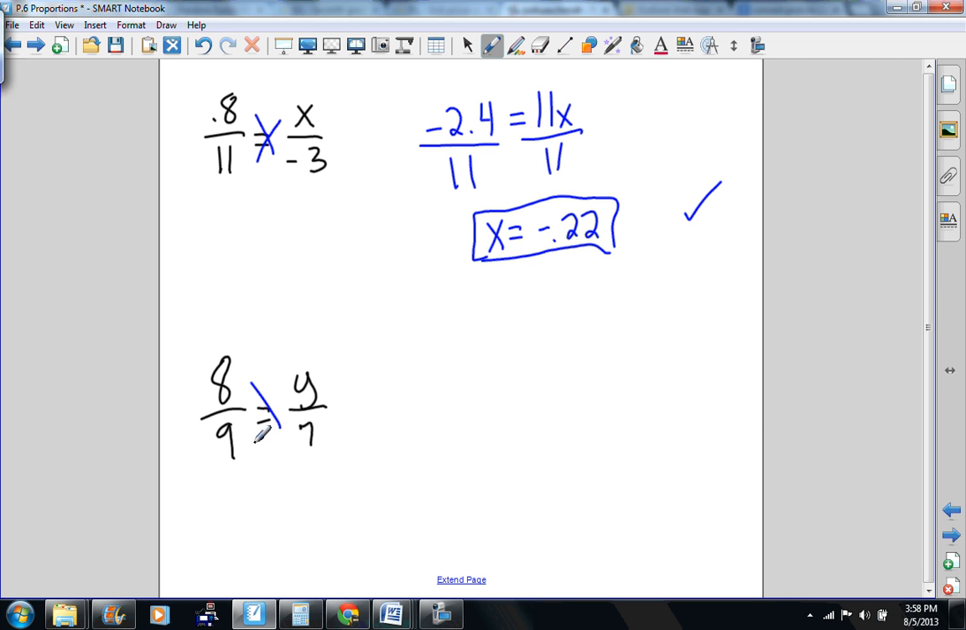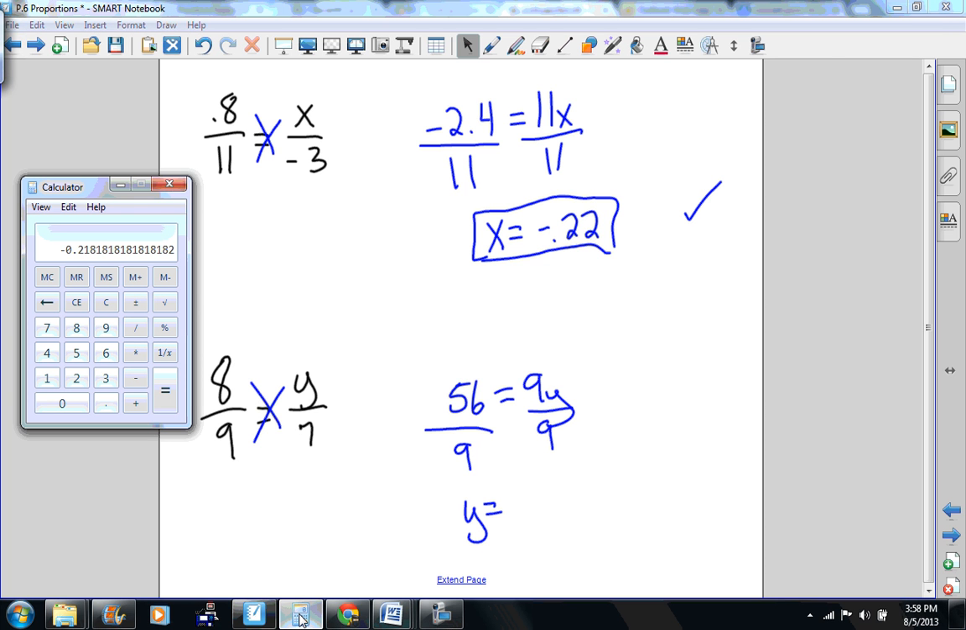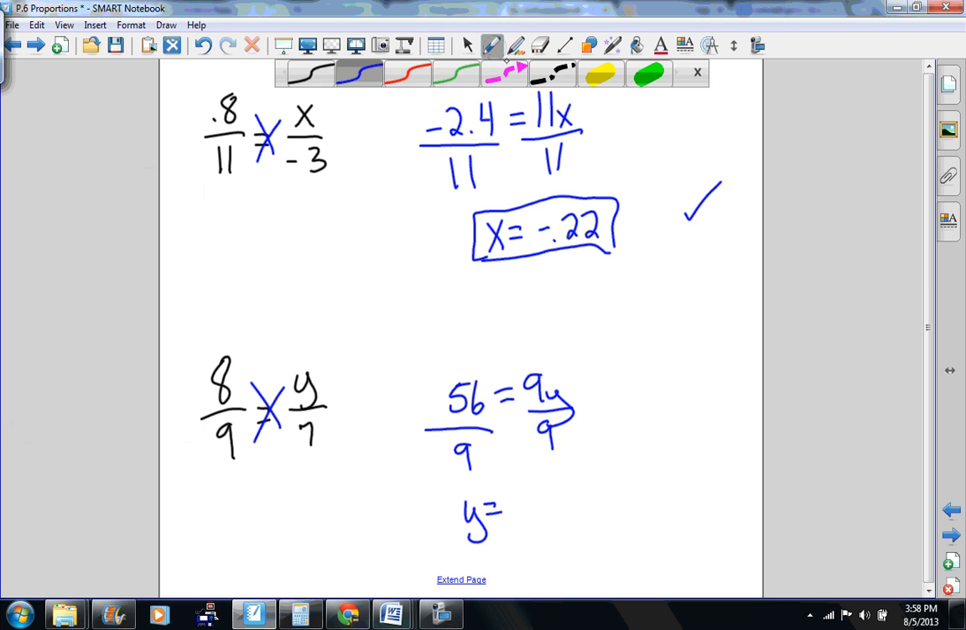Down here at the bottom, 8 times 7, that's 56, is equal to 9y. We divide by 9 on both sides. So y is equal to 6.2. And then you would check your answer.